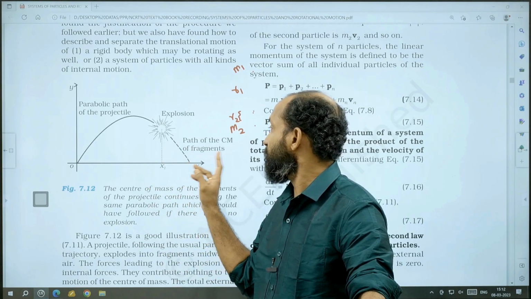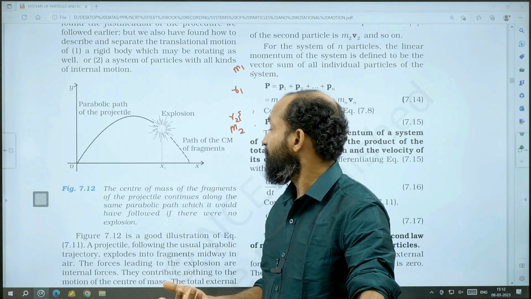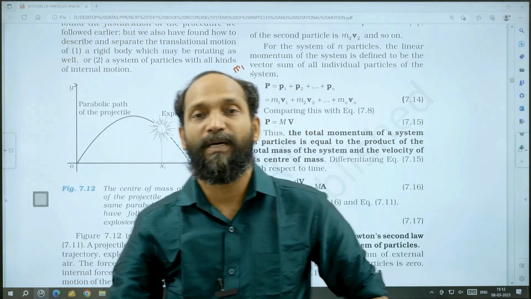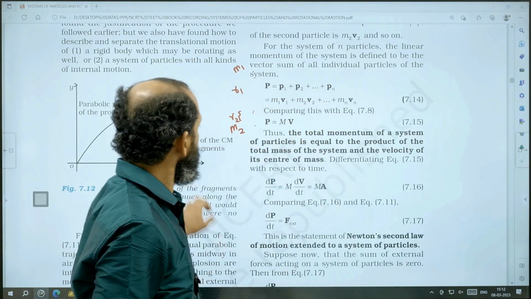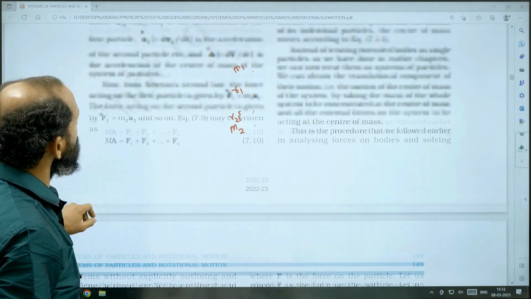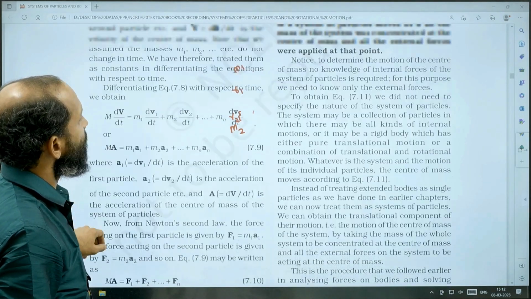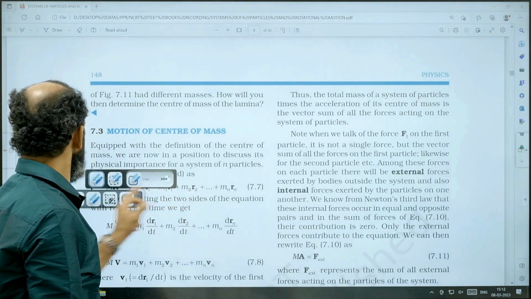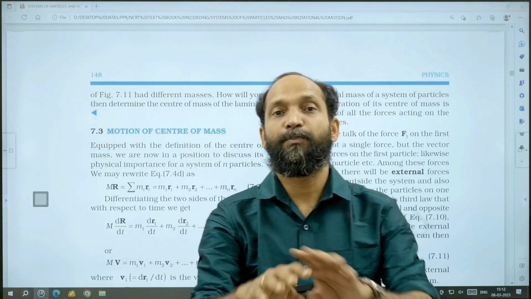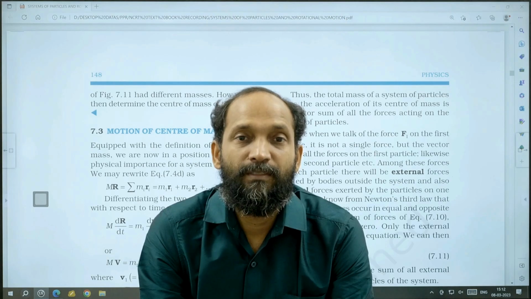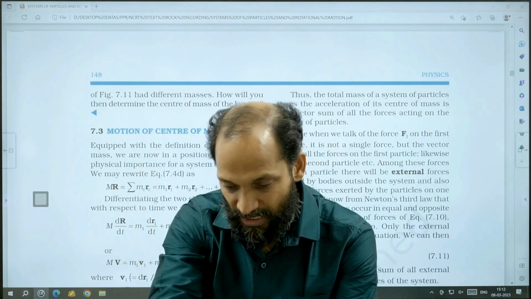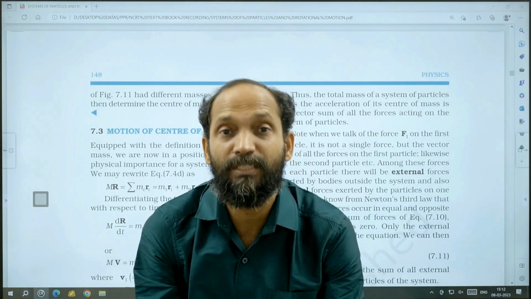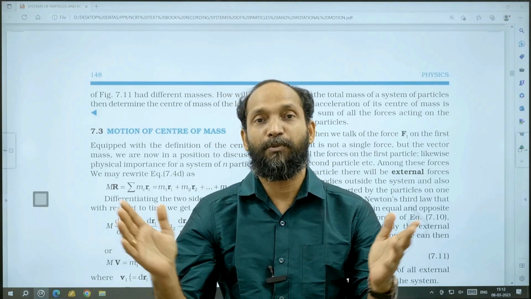Okay, because the path of the center of mass of the fragments will be complex, but the path of the center of mass is so simple, it will still follow a parabolic path. Similarly, if a firecracker is dropped from rest, and on the way it explodes into fragments, then also the center of mass will go in the same straight line path, because the center of mass was following a linear path before. Now also, it does not know that the explosion has happened.